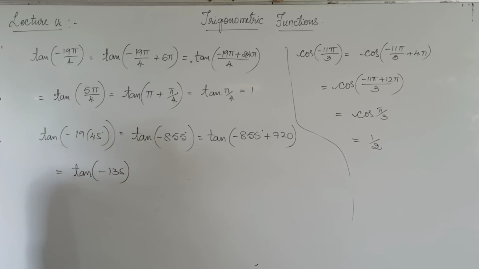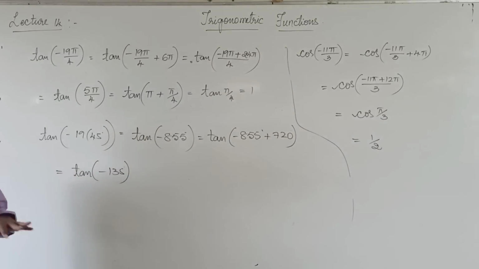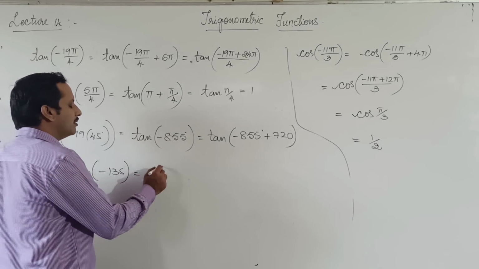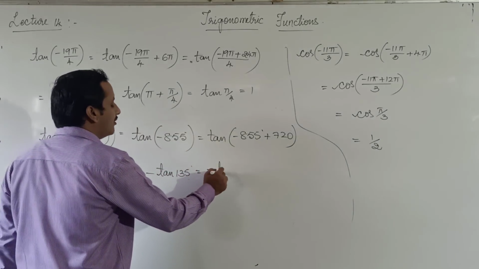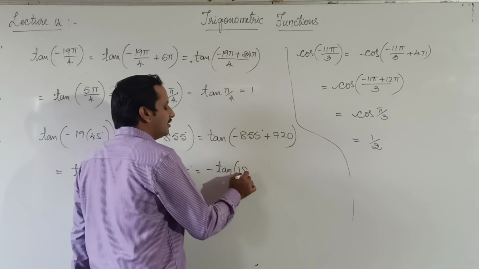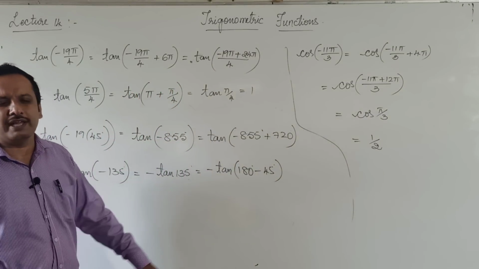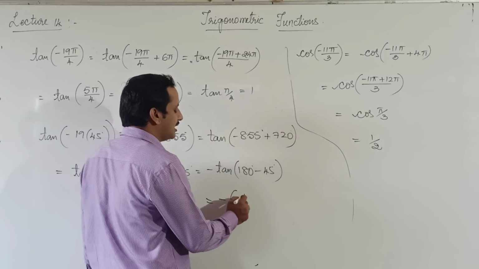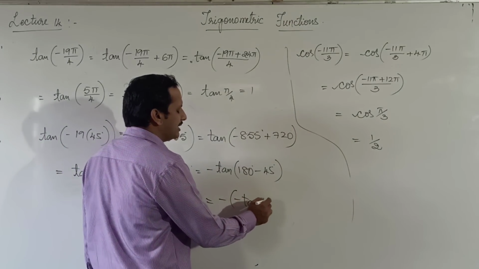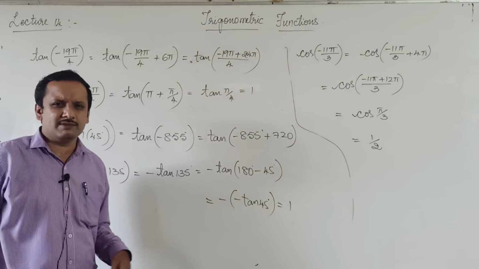Correct? Tan of minus 135, tan of minus theta can also be written as minus tan theta. So this will become minus tan 135 degree. Okay, that 135 I can write it as 180 minus 45. Tan 180 minus theta is equal to minus tan theta. Already minus is there. Minus of minus tan 45 degree. Minus into minus plus, tan 45 degree is equal to 1. Okay, you can do it in this way.